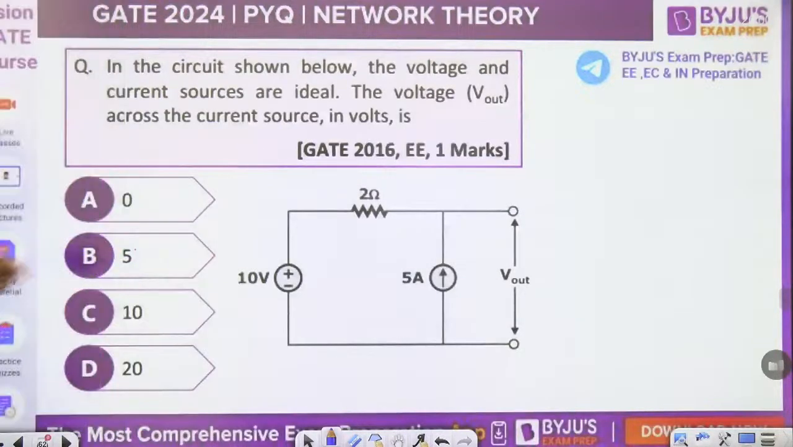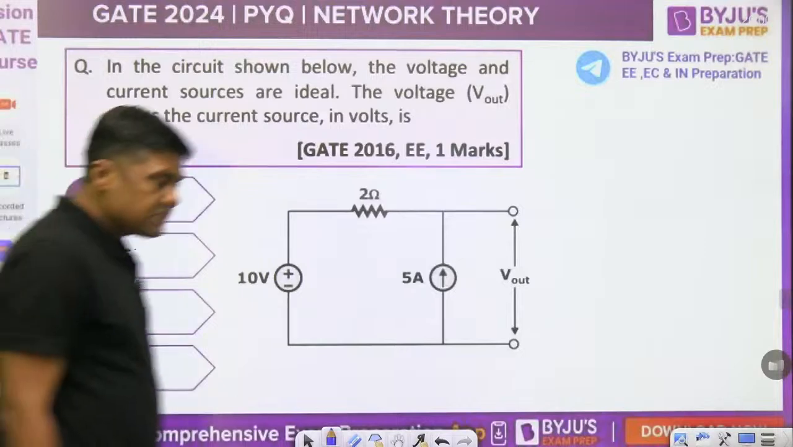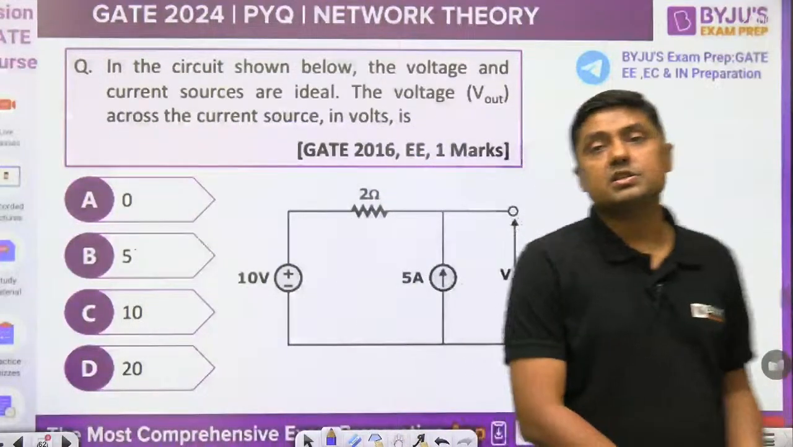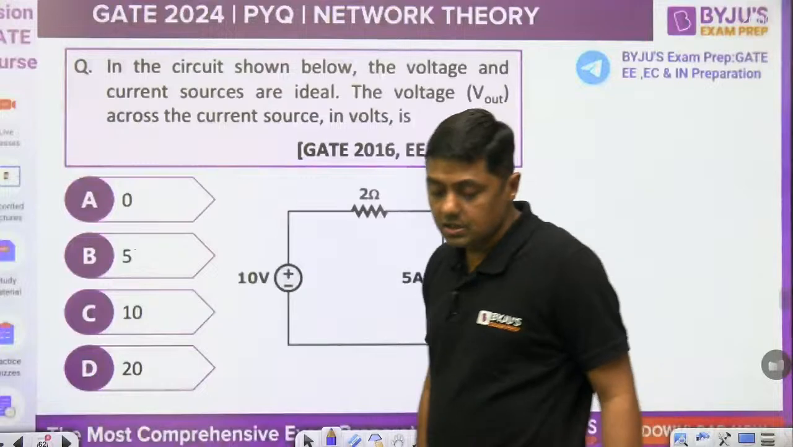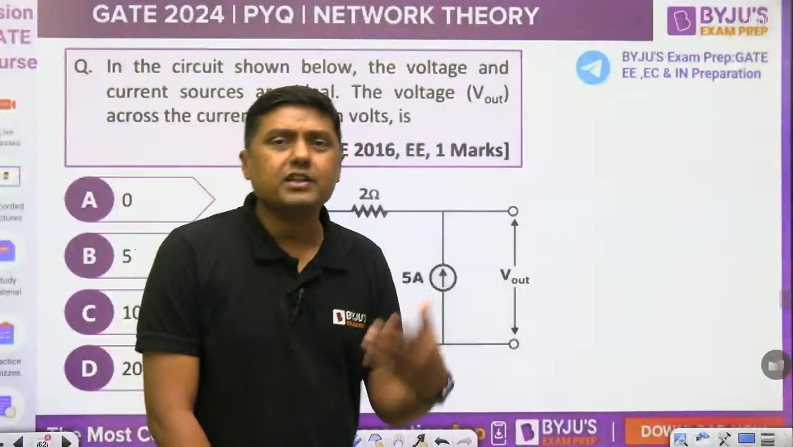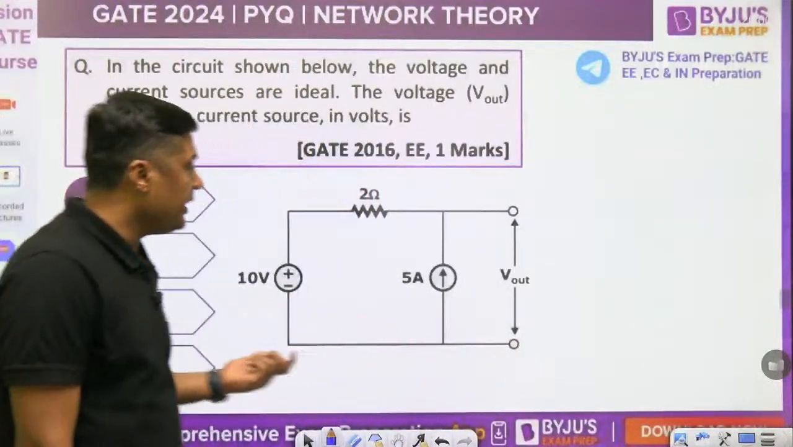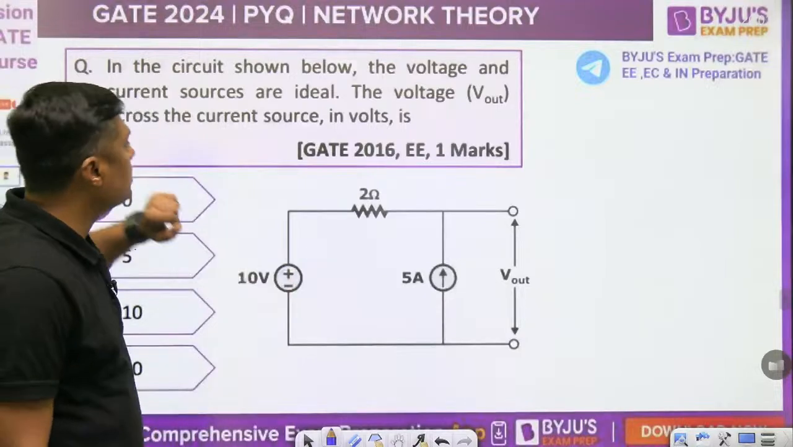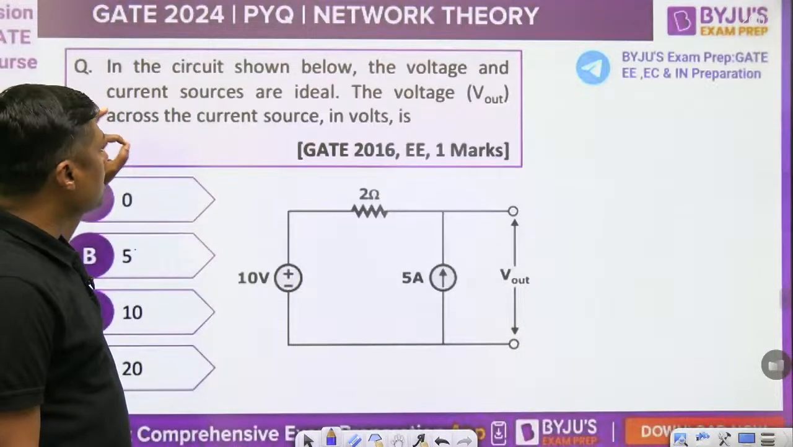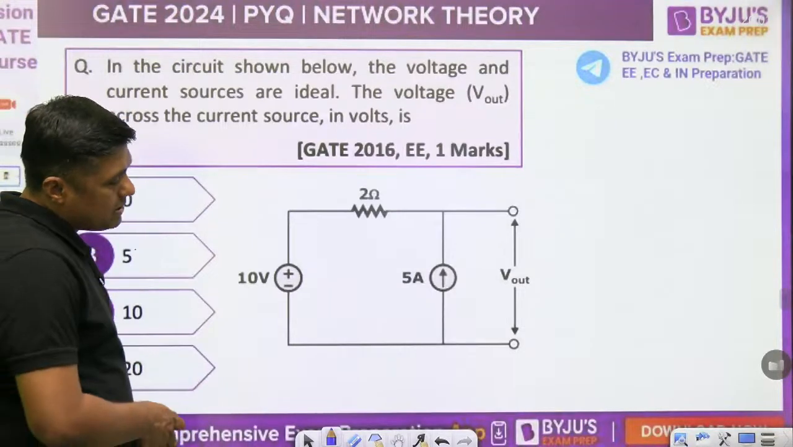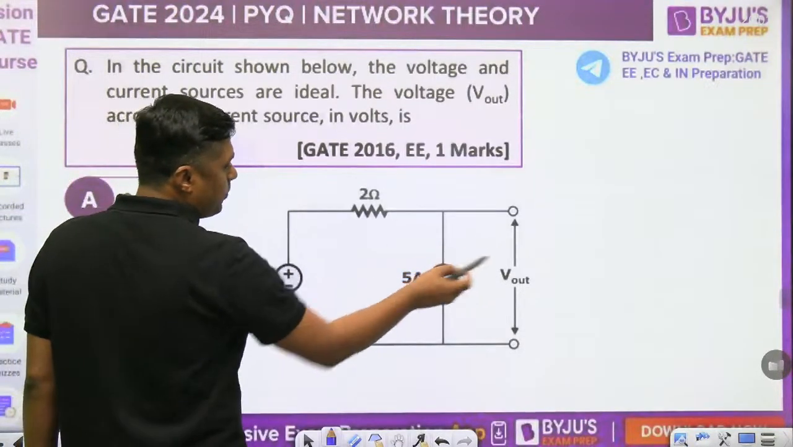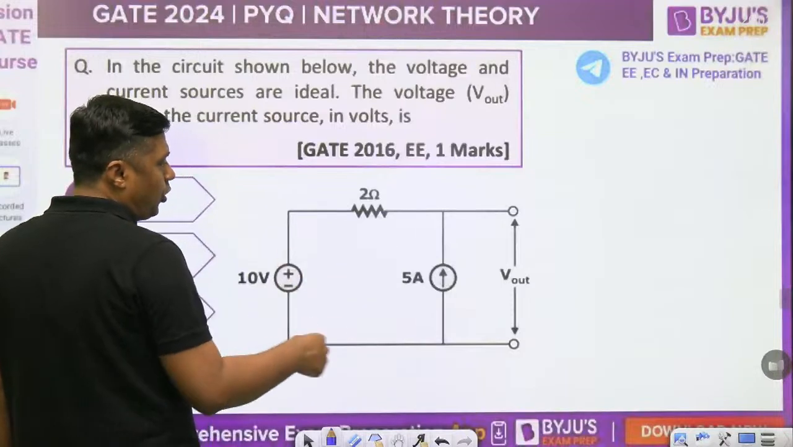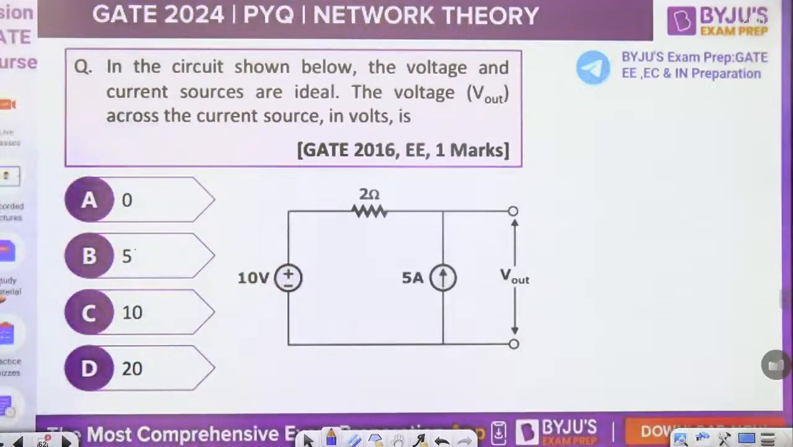Another question from the basics of the network. Basic means KCL, KVL, mesh analysis, nodal analysis, supernode analysis, and just finding the charge or current. In the circuit shown below, the voltage and current sources are ideal. This is the ideal voltage source, this is the ideal current source. The voltage across the current source is? Because it is open circuit, the 5 ampere will flow like this. You have to find the voltage across the current source: 0 volt, 5 volt, 10 volt, or 20 volt.